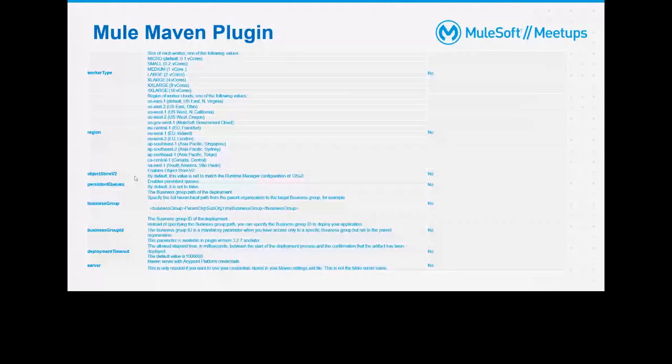Then persistent queue: if you want to enable the persistent queue, you can pass that. In which business group you need to deploy the application, you can provide the group ID. Then the deployment timeout. The default is around 1,000 milliseconds, which is too much. And then server: as I mentioned, if you don't want to pass the username and password, you can use the other authentication mechanism, that is the server, where you can pass the server ID and your actual username and password is located in settings.xml.